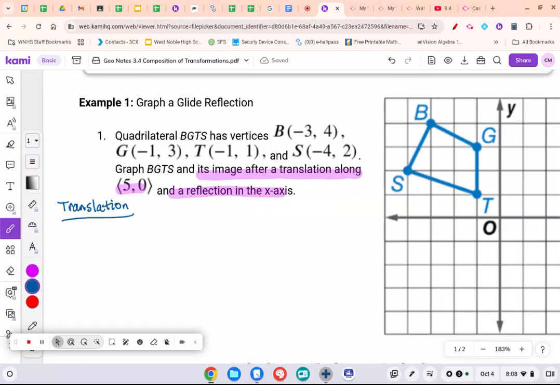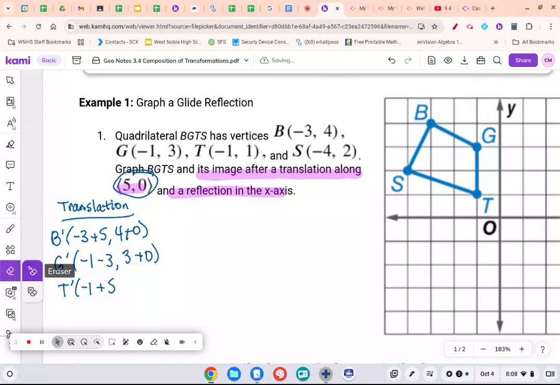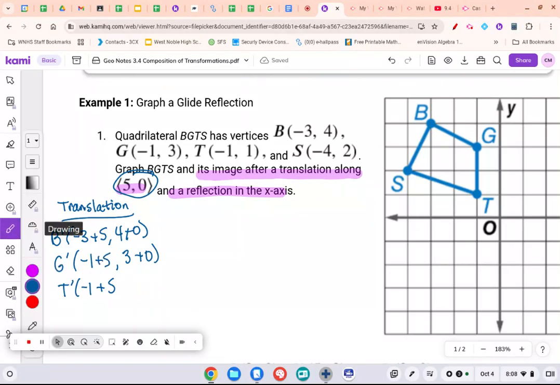So for that, we are going to be adding this vector to each of these points. So B prime, we're going to add 5 to x and 0 to y. G prime, same thing. Oh, I messed up here. Should have added 5. That's my bad. Fix that.